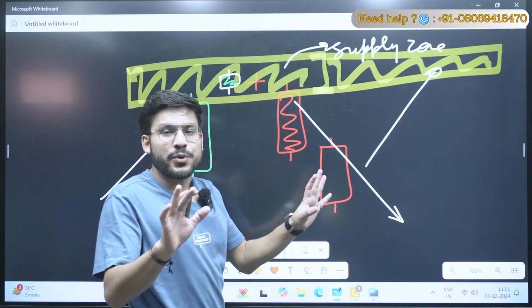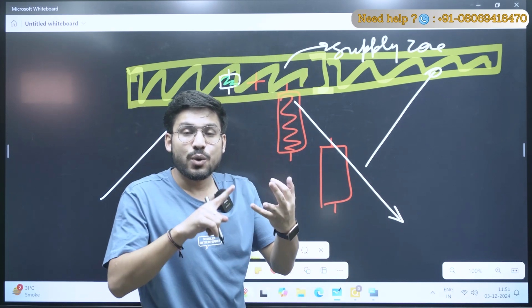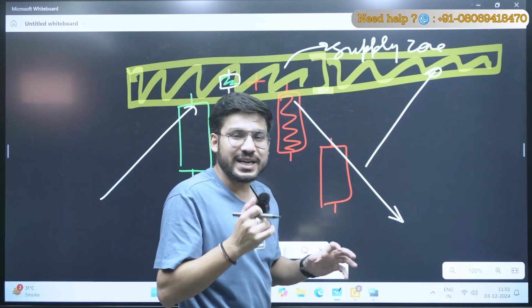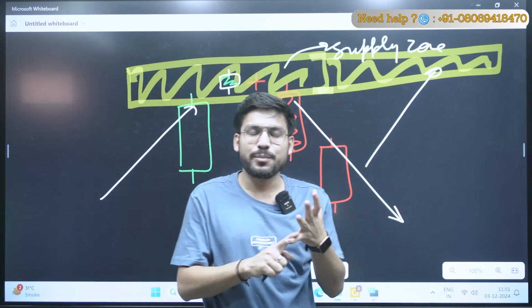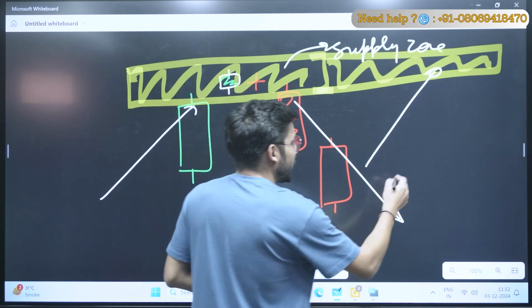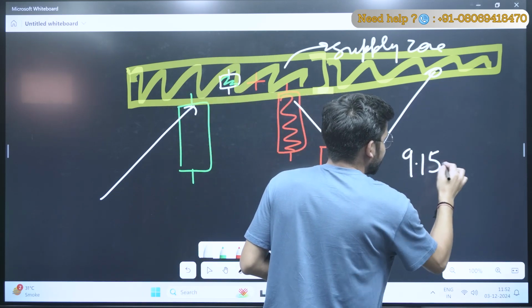Okay, so I hope you got to know what a supply zone is, what a demand zone is, and how you can draw them. Now the strategy that we will be discussing today will be applicable on the first 15-minute candle, so the candle will be from 9:15 to 9:30.